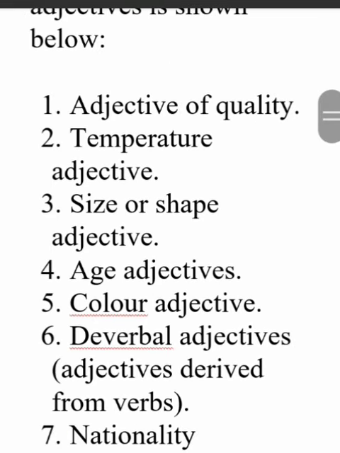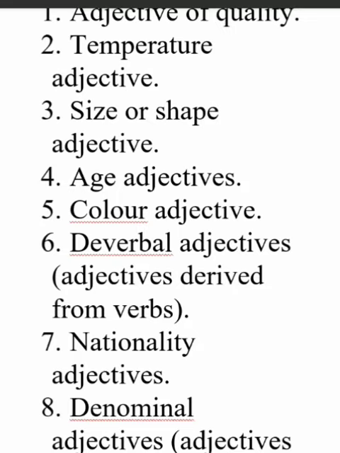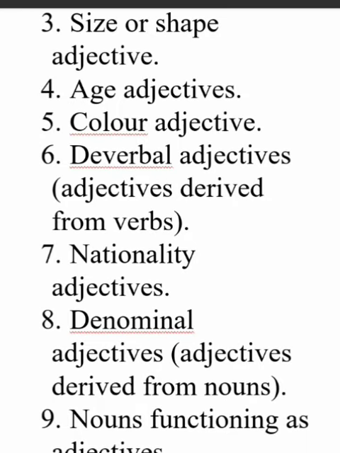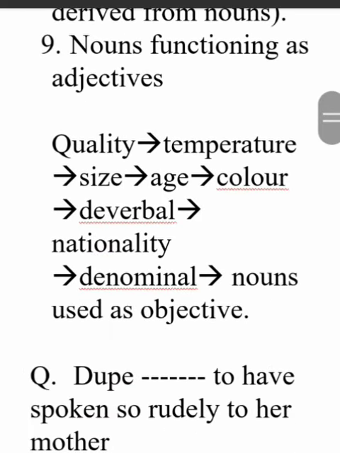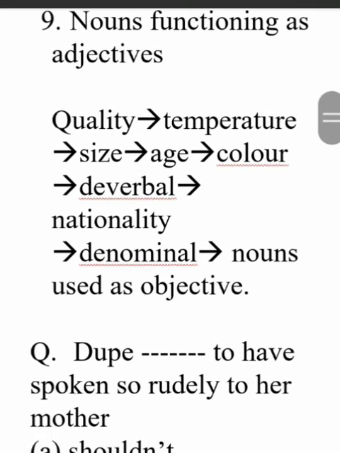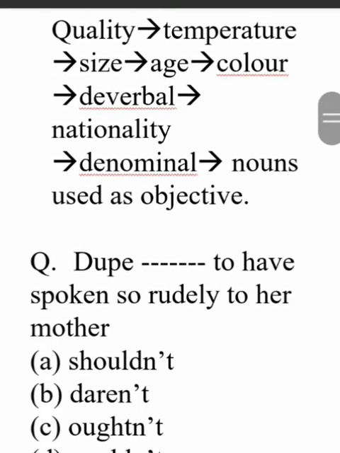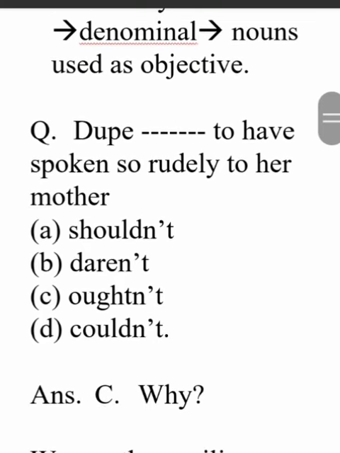1. Adjective of quality. 2. Temperature adjective. 3. Size or shape adjective. 4. Age adjectives. 5. Color adjective. 6. Deverbal adjectives, adjectives derived from verbs. 7. Nationality adjectives. 8. Denominal adjectives, adjectives derived from nouns. 9. Nouns functioning as adjectives. Quality, temperature, size, age, color, deverbal, nationality, denominal, nouns used as adjectives.